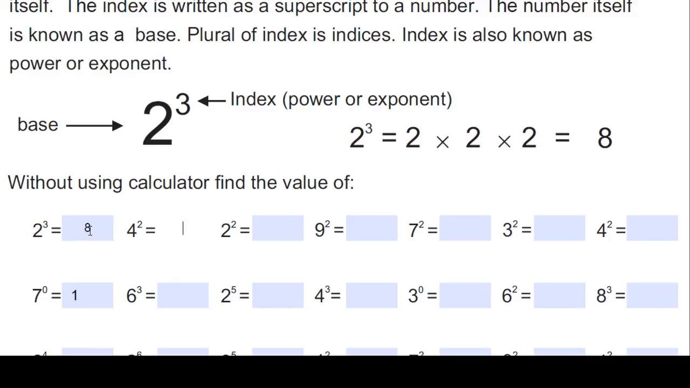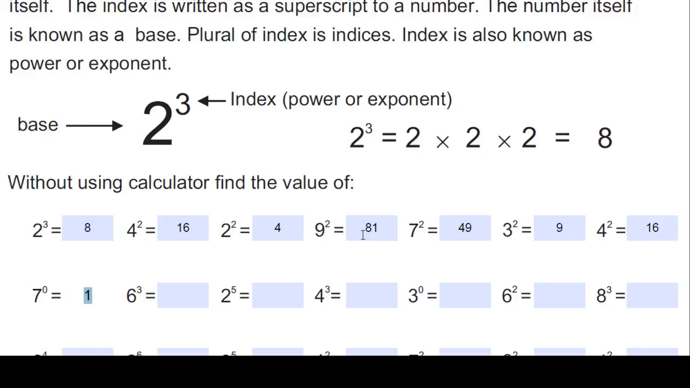4 to the power of 2 or 4 squared means 16. 4 times 4 is 16. 2 to the power of 2 is 4. 2 times 2 is 4. 9 to the power of 2 or 9 squared means 81. 8 is not 18. 7 to the power of 2 is 49. 3 to the power of 2 is 9. 4 to the power of 2 is 16.